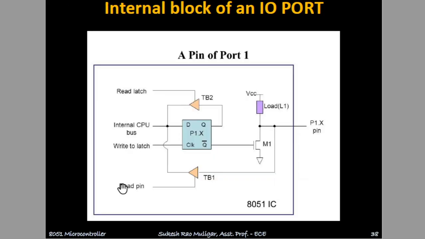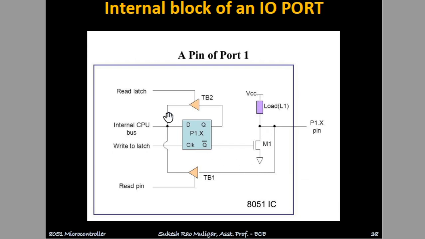So just to look at the structure of this IO port now, the internal block of an IO port. As you can see, this is one of the pins of port 1 that I'm discussing, called P1.X. So how is it internally organized? There is an internal data bus bit which is connected to this flip-flop, and the output of the flip-flop is configured through a MOSFET.